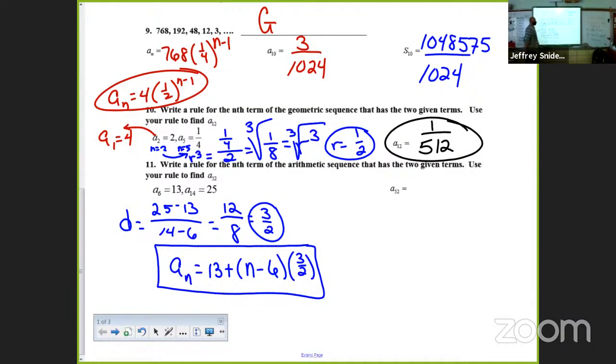Then I need the 52nd term. Who wants to give me that? Brady? 82?